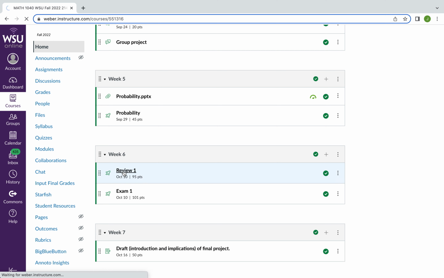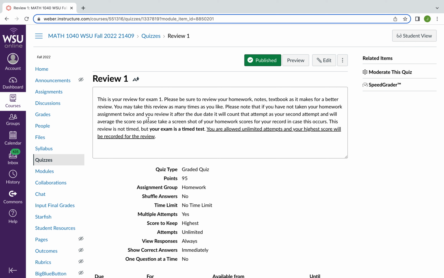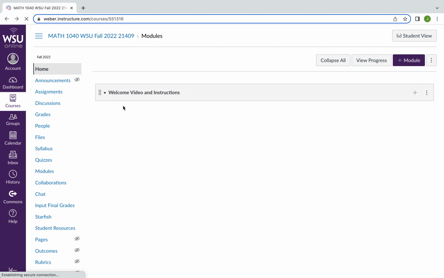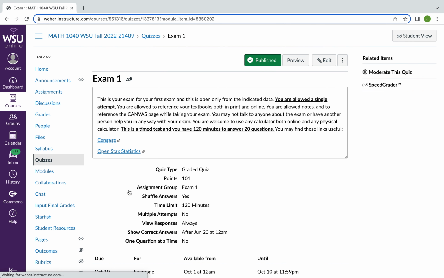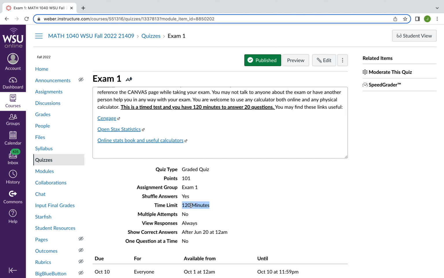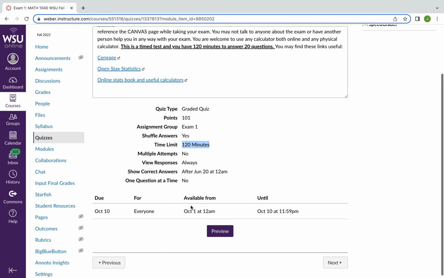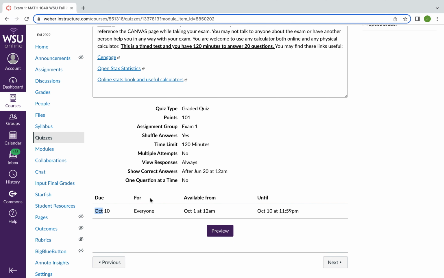So if you click on your review, you get a little bit of information. You should be aware your exam is a timed test in which you have a single attempt. So here, you can click on your exam. It's not open for all dates, but before you take it, here's a little bit of information that you'll be given. There is a time limit. And you can take it anytime from October 1st until October 10th.